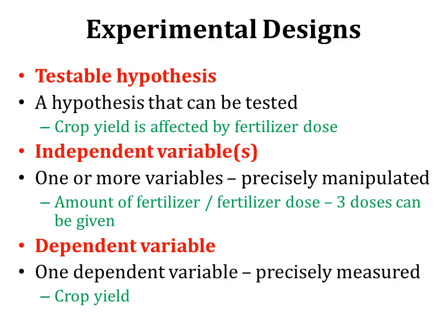So a testable hypothesis is a hypothesis that can be tested. An independent variable is the variable that can be precisely manipulated, and it can be one or more than one variable. And the dependent variable, which is usually only one, is basically your response variable, and this is a variable that can be precisely measured. And then we saw the examples with reference to the crop yields and fertilizer dose in defining these concepts.